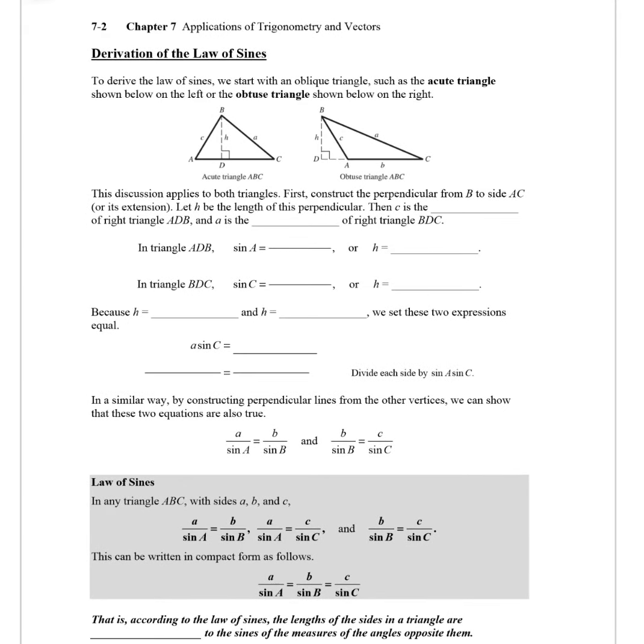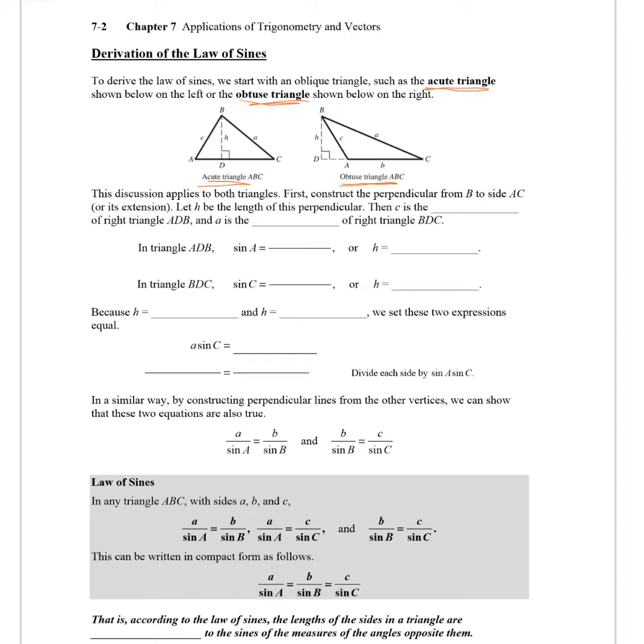To derive the law of sines, we start with an oblique triangle. Either we could have an acute triangle, and that's this one here shown on the left, or an obtuse triangle that's shown on the right. Either way, both of these will work when we're going through the derivation. We're coming up with a law of sines, which we're going to use to solve triangles later on. This discussion applies to both triangles.